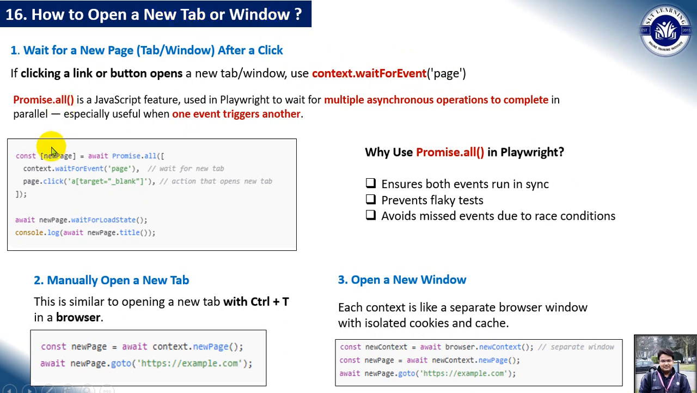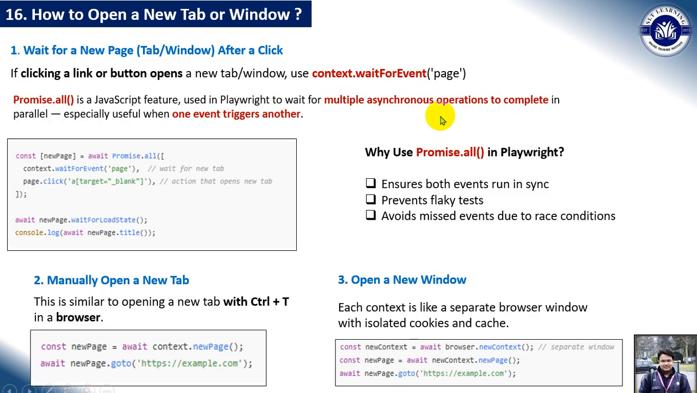There is one more function over here. You see, constant newPage await Promise.all. Promise.all is not related to Playwright, but we can utilize it in Playwright. It's a JavaScript feature used in Playwright to wait for multiple asynchronous operations to complete.